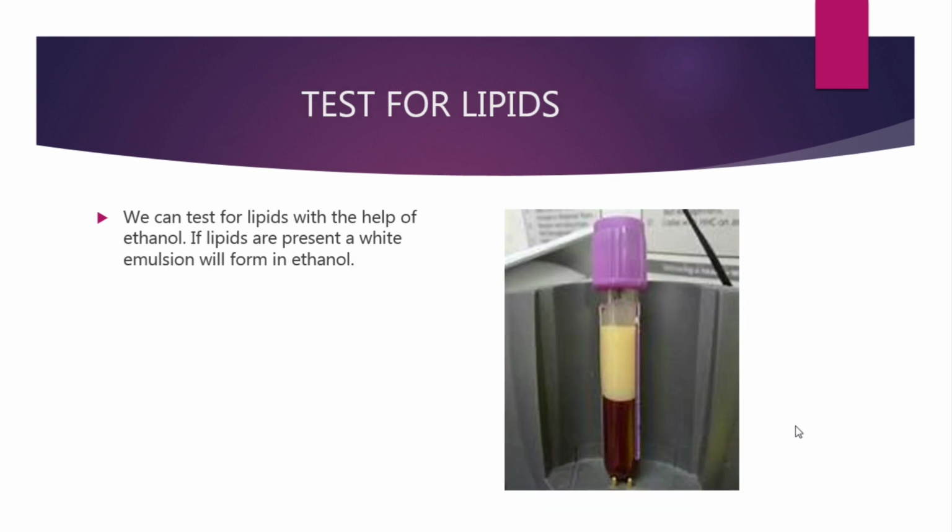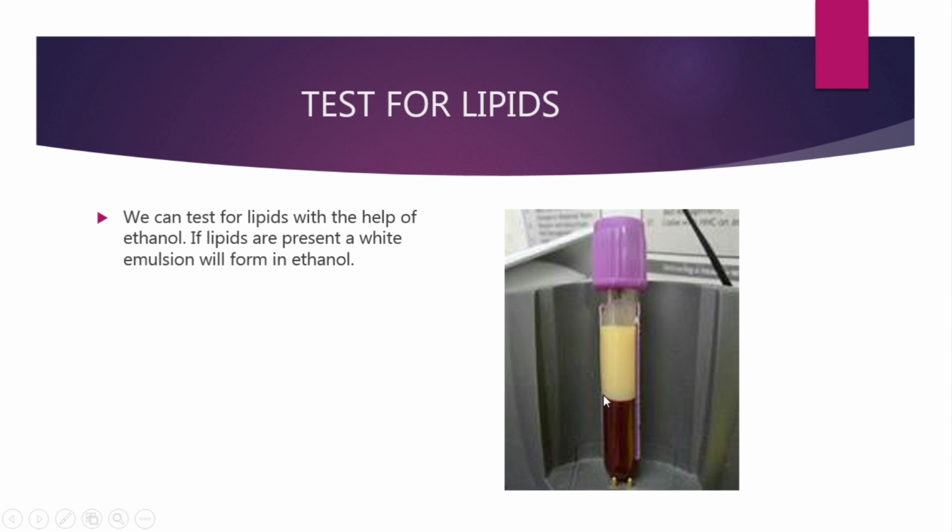Our next and last test is for lipids. We can test for lipids with the help of ethanol. If lipids are present, a white emulsion will form in the ethanol. As you can see here, this is ethanol, and we added the substance to test for lipids. You can see the white emulsion forming over the ethanol.